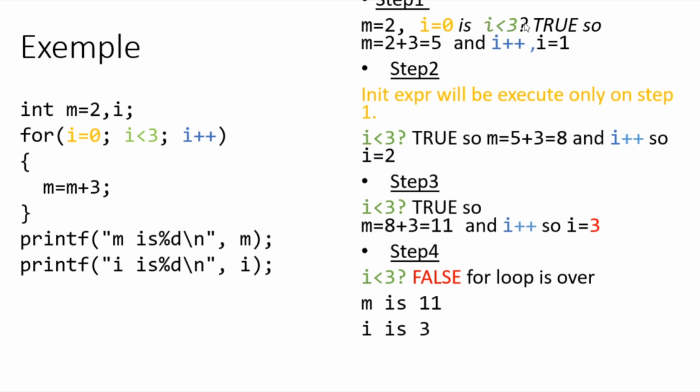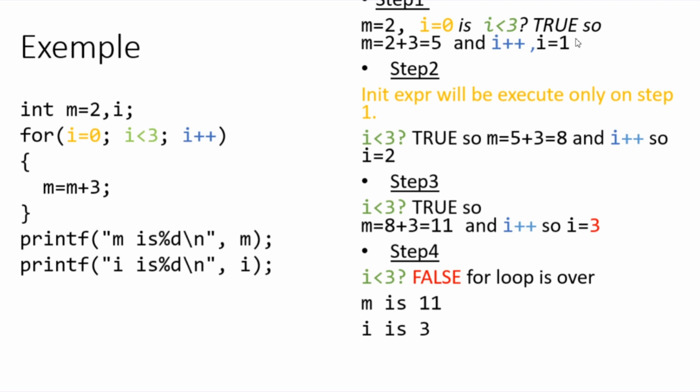Then we check if i is less than 3, expression 2 with green. It is true. So we execute the code from the braces, and m grows by 3, so now m will be 5, and in the end we execute expression 3, the one with blue, through which we grow i by a unit, so from 0, the variable i becomes 1.